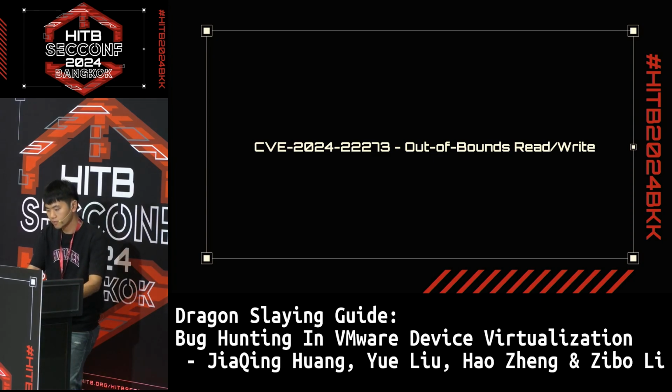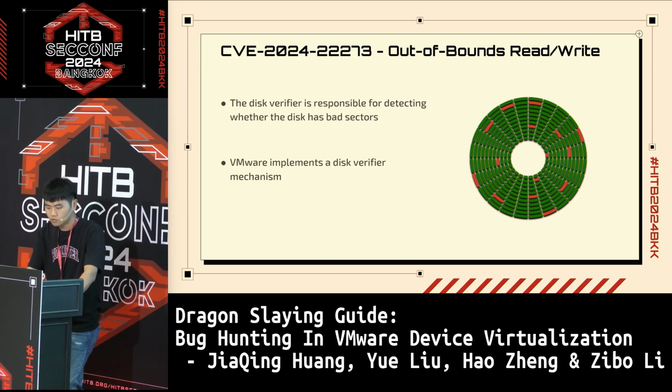The first vulnerability we will talk about is located in VMX, and the official description is out-of-bound read and write vulnerability. As a tool for storing data, stability is the most critical and basic requirement for disks. VMware implements corresponding disk verification capability in device emulation. One of the disk verification capabilities is to detect data corruption through checksum. This is where the vulnerability occurs.